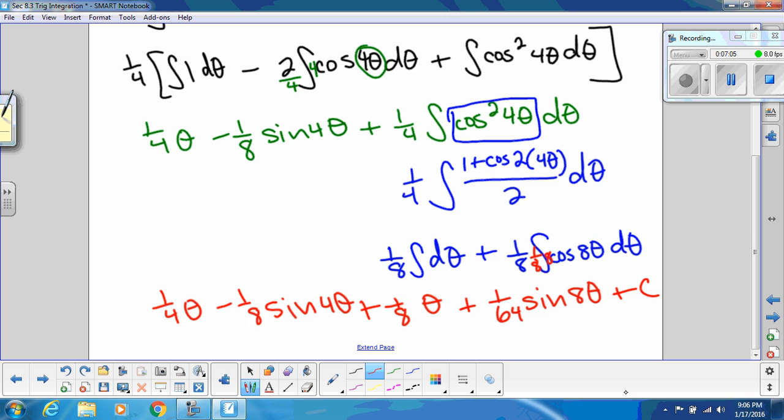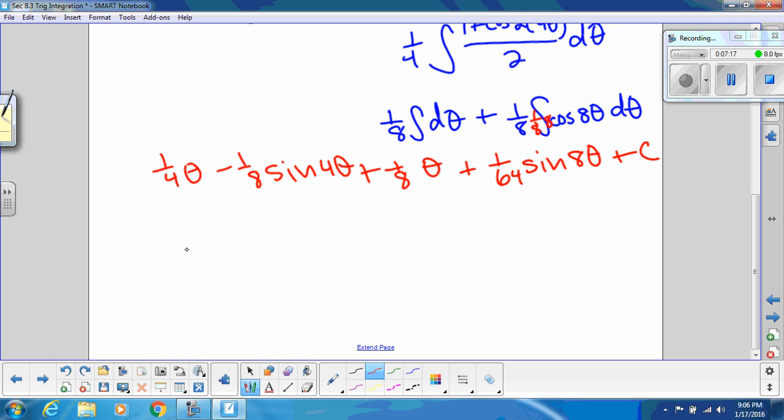All right, so yeah. You could combine the thetas, I guess, if you wanted to, but keep in mind you can't combine these sines because this is 4 theta, this is 8 theta. So we could combine the 1/4 plus the 1/8, so that would be 3/8. But that's about all you can do to simplify that.